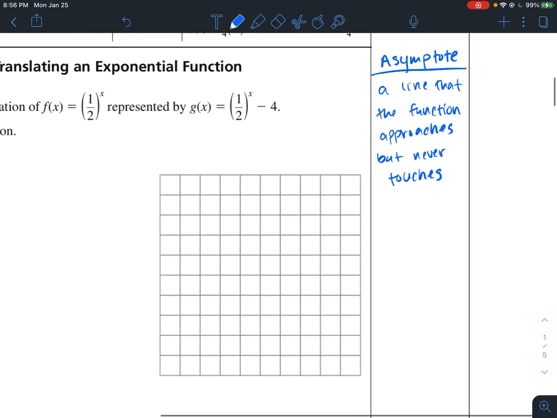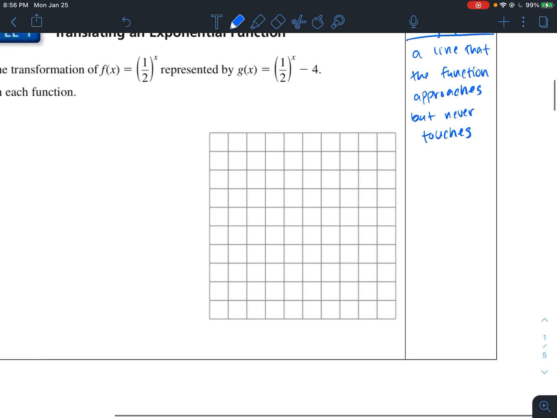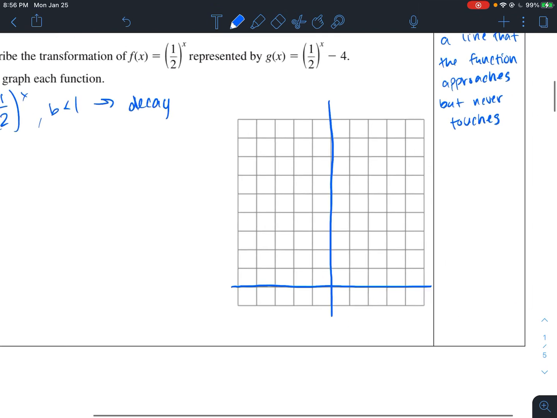Okay. So in this example right here, we have y is equal to 1/2 to the x. So I'm going to show what this function would look like. Now, 1/2 to the x. So b is less than 1. So this is going to be a decay function. So it's decay, meaning it's starting high and coming low.